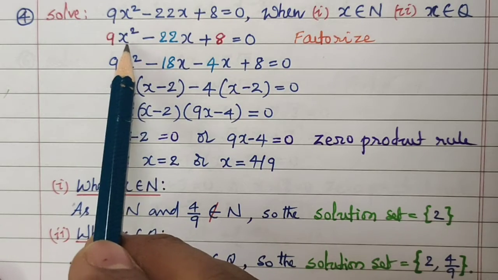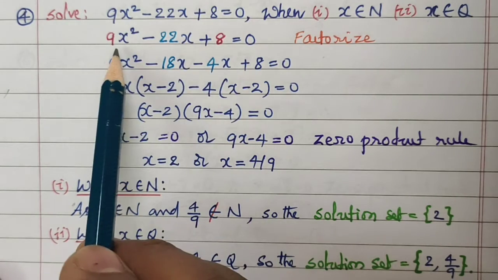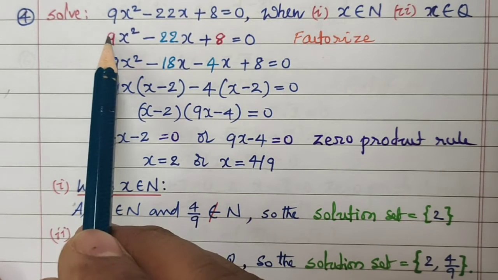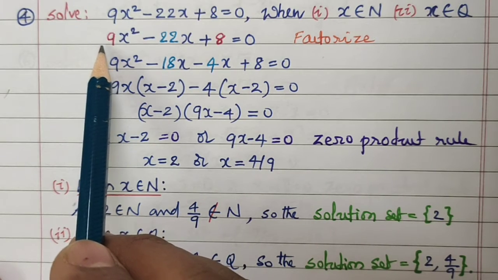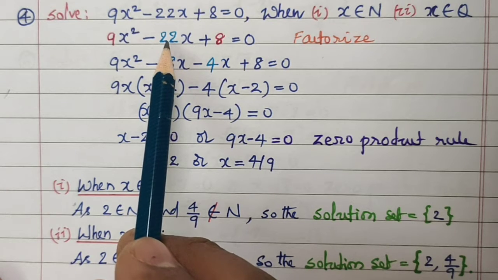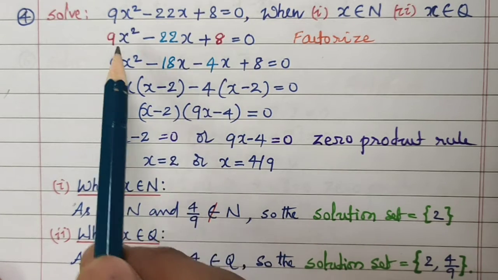So factorize this. This is already in the standard form: 9x² − 22x + 8. When you multiply these two, 8 × 9 is 72. Then when you add those two numbers, you should get 22. When you multiply two numbers, you should get 72.